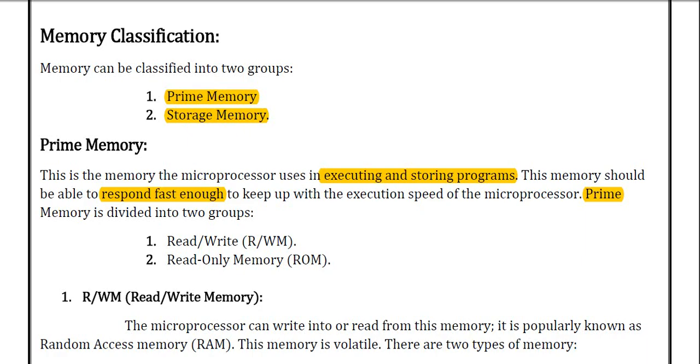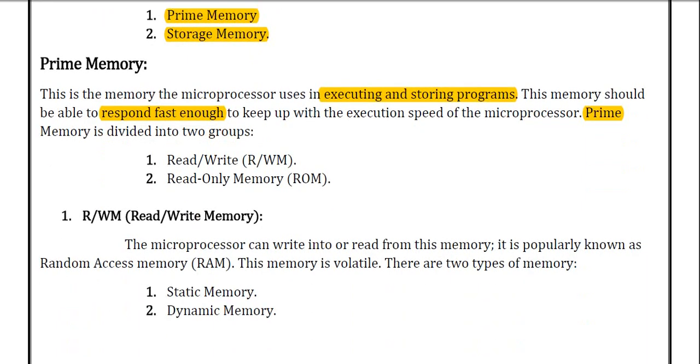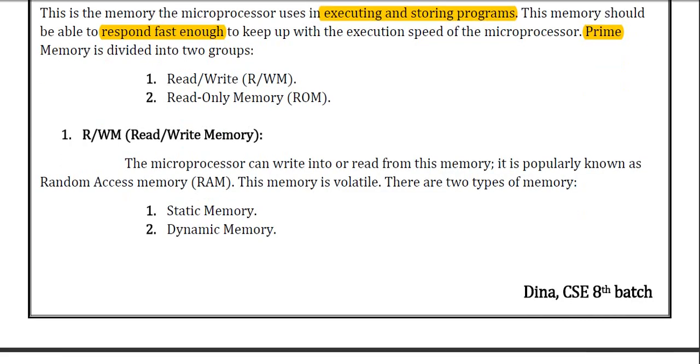Now we have the memory classifications. First of all we have primary memory and then we have secondary memory. Primary memories are those which are used for executing and storing programs, which are the read-write memory, that means the RAM, and the read-only memory, which is the ROM. We have two types of RAM: static memory and dynamic memory. Static memory doesn't need refreshing but dynamic memory needs refreshing.